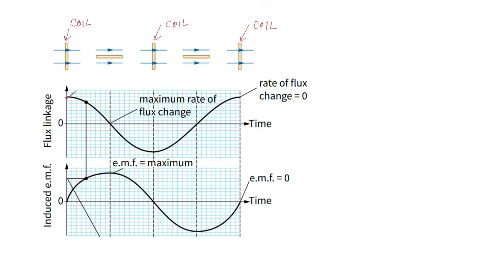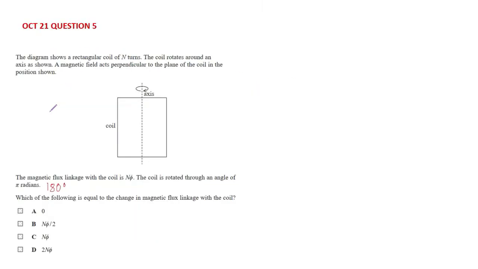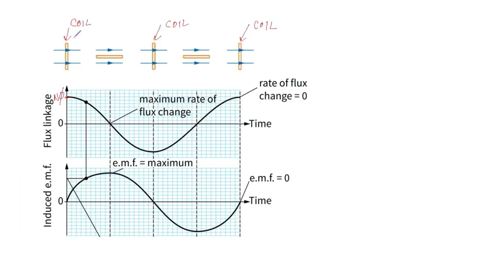Initially, this is n phi, the magnetic flux linkage. And this piece of information is given in the question, n phi. But when it rotates through 180 degrees, check this out, it is the same value of flux linkage but negative. So this should be minus n phi. So after the coil rotates through 180 degrees, the flux linkage is the same value but negative.